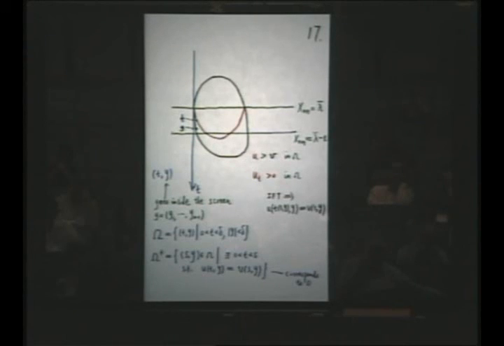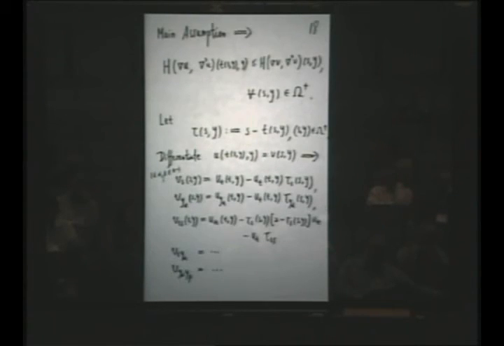I look at this in the variables U and V, and then the main assumption tells you the mean curvature operator at one place is less than at another place. So now I let tau be s minus t. Here are the places where these two functions have the same value, and that's exactly the tau in our situation. So we differentiate this, and then we have all this, I'm not writing it.